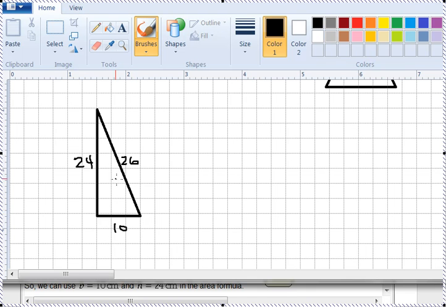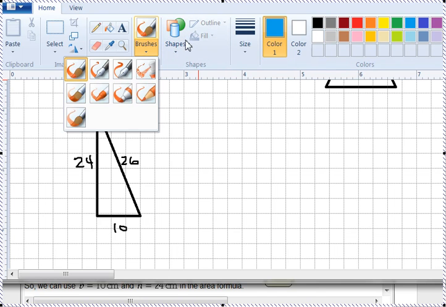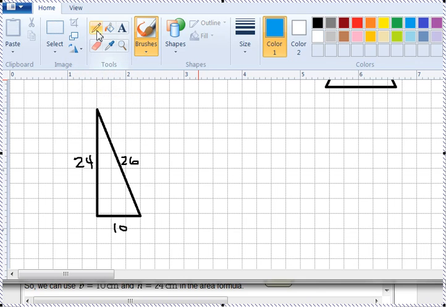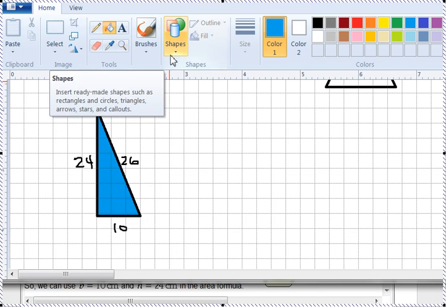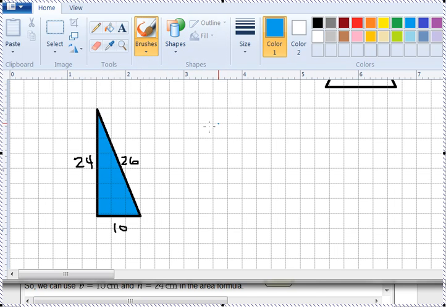Now, how do I find the area of this triangle? The area is like if I wanted to paint this thing. Let's do a fill. If I wanted to paint that thing, how much paint would I need to cover up that area? Say that this were a sail for a sailboat. It'd be a small sailboat, 24 inches tall. But anyway, how would you do that?